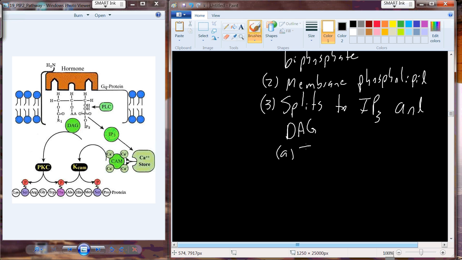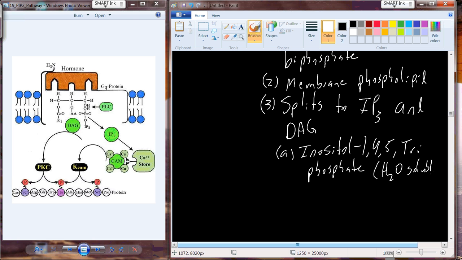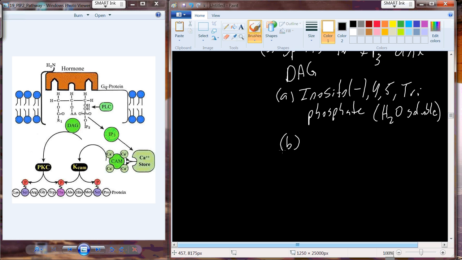So IP3, inositol 1,4,5-triphosphate. Now, what's interesting about inositol 1,4,5-triphosphate is it now is a water soluble molecule. That means it's no longer going to associate with the membrane. It's actually going to move out into the aqueous environment of the cell, move into the cytosol. The other molecule actually is still lipid in nature. It's a molecule called diacylglycerol. Okay? So I end up with one of the molecules remaining in the membrane, the diacylglycerol, and one of the molecules moving into the cytosol, the inositol 1,4,5-triphosphate.